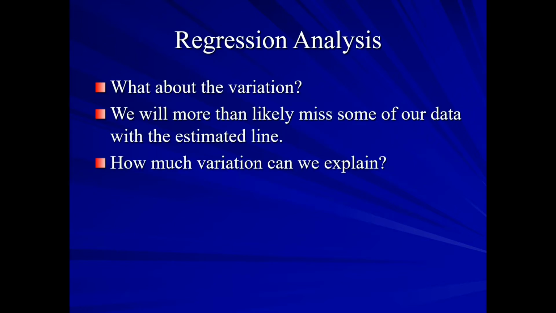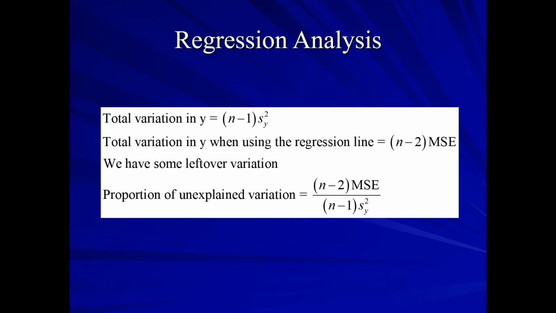What about our variation? Remember, we're running a linear regression and we're trying to find a model for the data. We're trying to find our line of best fit. And more than likely, we're going to miss some of our data with this estimated line. So we need to determine how much of our variation we can explain using this line of best fit. Well, our total variability in Y is n minus 1 times the variation in Y, S squared Y. But the total variation in Y when we use our regression line is n minus 2 times our mean square error. So we've got some leftover variation. And our proportion of this unexplained variation is n minus 2 times the mean squared error over n minus 1 times the variance in Y.